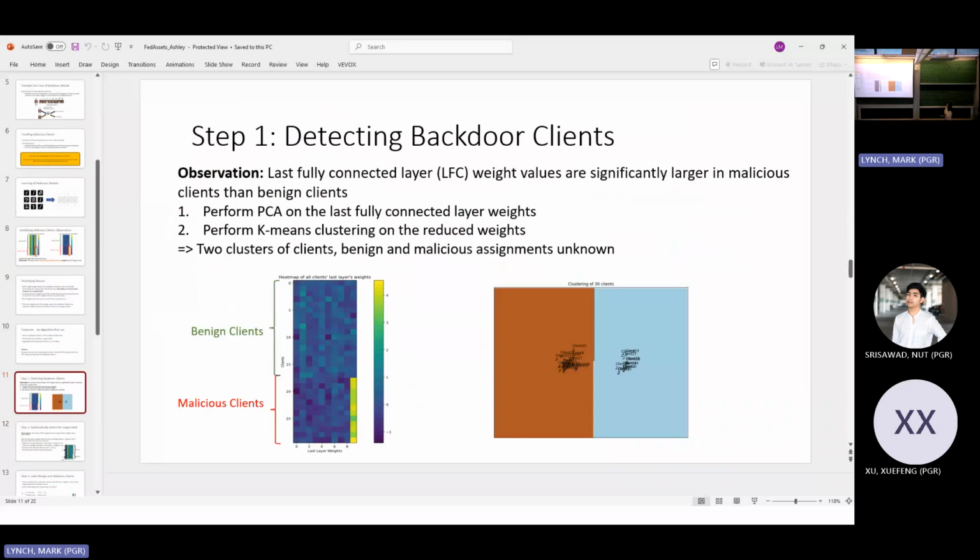Now we can make use of these special features of the malicious clients, which can easily be separated into 2 clusters of clients. But because it is just a clustering, it doesn't give us any information on whether it is benign or malicious clients. We now just know that there are 2 disjoint sets of clients. So how are we going to know which set of clients is benign and which set is malicious?